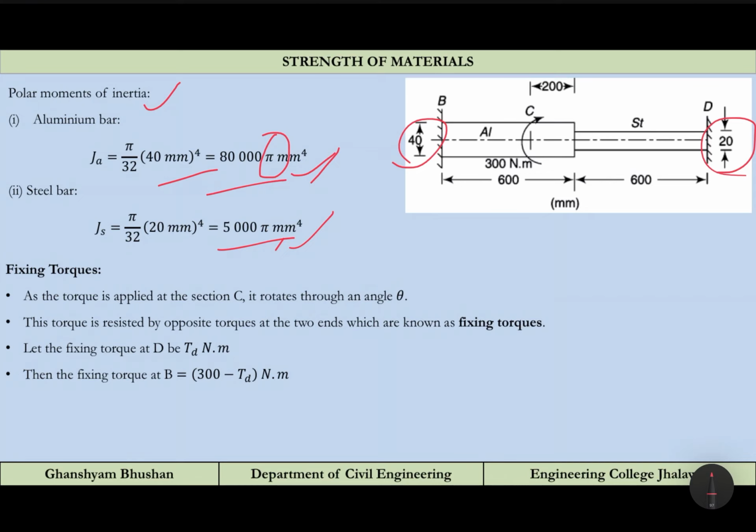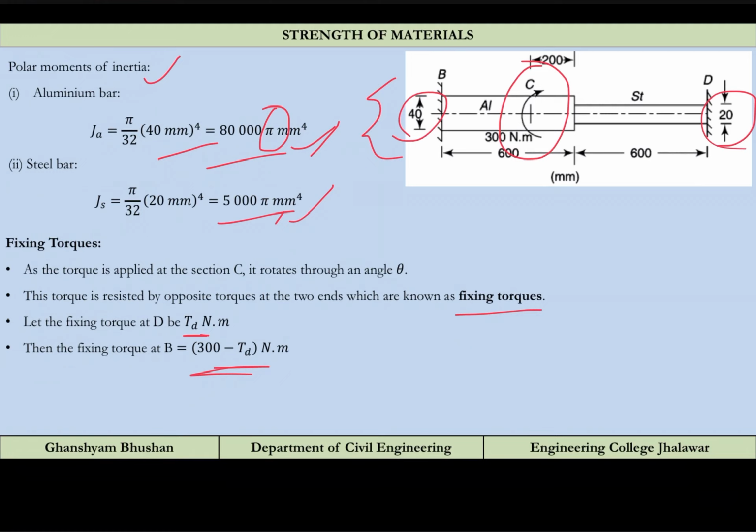Now fixing torques. Let us see what a fixing torque is. As the torque is applied at section C, it rotates through an angle theta. This torque is resisted by opposite torques at the two ends, which are known as fixing torques. So due to this torque, a torque will be generated at the fixed ends B and D. These are termed the fixing torques. Let the fixing torque at D be TD. So at point B it will become 300 minus TD. Okay, so this is the basic equilibrium condition.